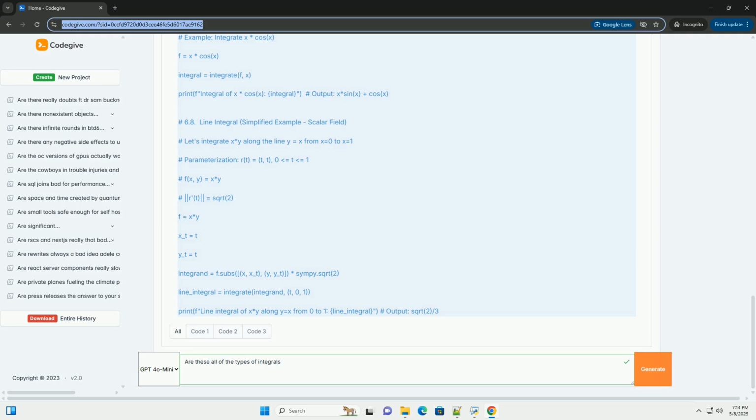Where |r'(t)| = sqrt((dx/dt)² + (dy/dt)² + (dz/dt)²) is the magnitude of the tangent vector to the curve. ds represents the arc length element.